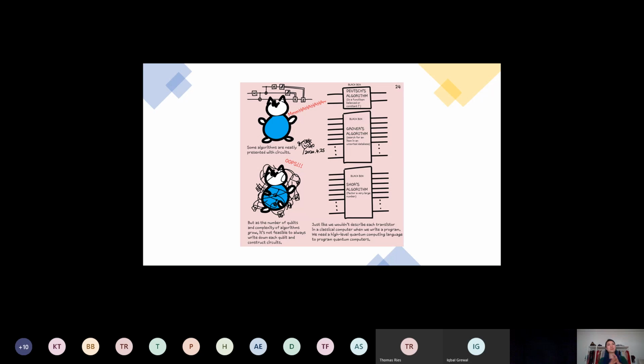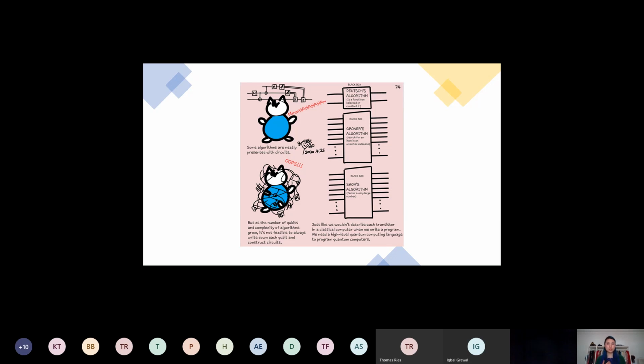So you thought, okay, we can draw things nicely with circuits for all the algorithms. Yes, for simple algorithms, but when you have a lot of qubits, it will get very messy. And it's not really scalable to always use circuits to write your actually useful algorithms. So then we actually need computer programs, a specific language written for programming quantum computers.